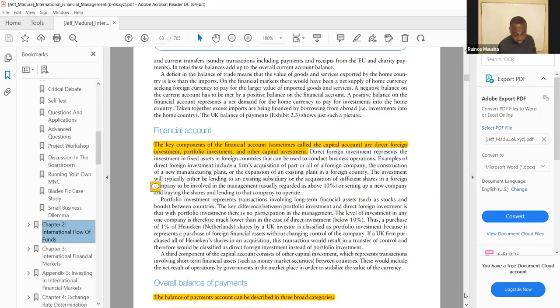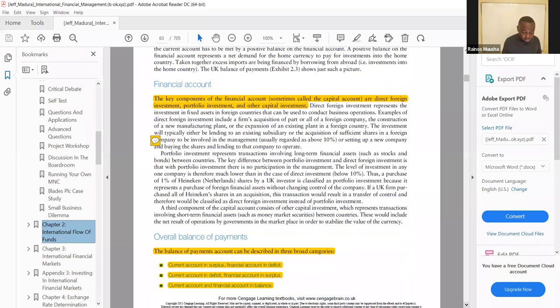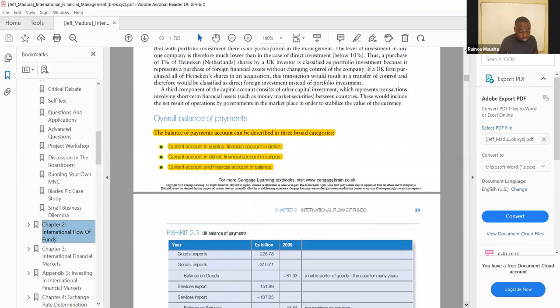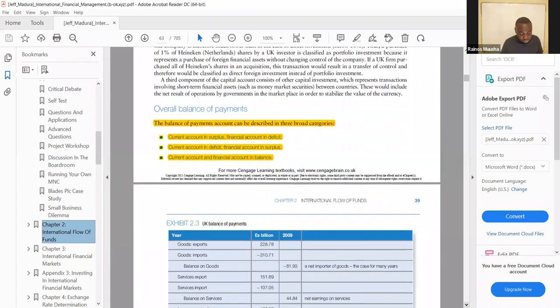Then when you look at the overall balance of payments, they say the balance of payments account can be described in three broad categories: current account in surplus or financial account in deficit, current account in deficit or financial account in surplus, or current account and financial account not in balance. So these are the three ways that you can expect the balance of payments account to take form.